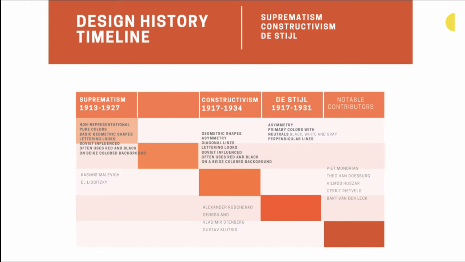Let's take a look at the timeline. Suprematism lasted from 1913 to 1927, Constructivism 1917 to 1934, and lastly Stijl 1917 to 1931.